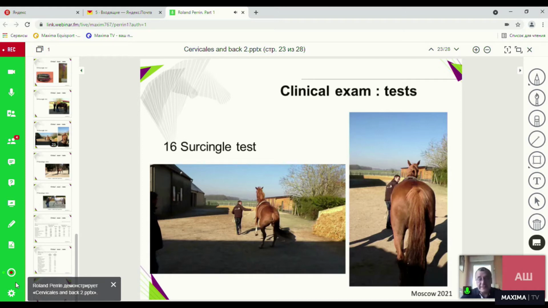Sometimes this test is useful to see more the lameness because if you stop the action of the back, the horse has not the possibility to compensate the lameness, so you can see more the lameness.